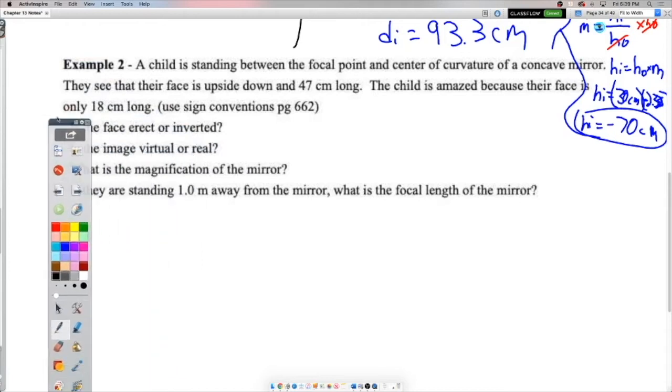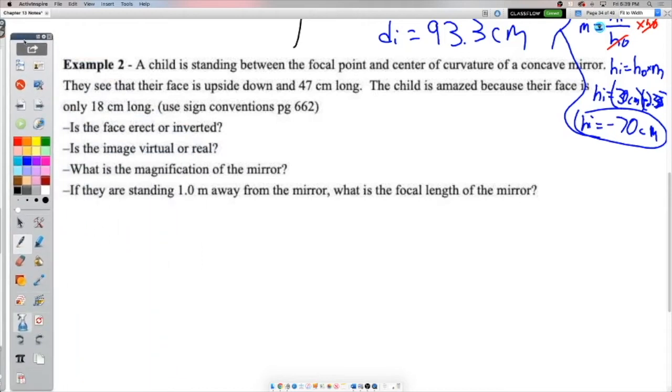A child is standing between the focal point and center of curvature of a concave mirror. So that's important. Yes, we've only done concave, but you need to read carefully. Concave mirror. So right away, maybe even just write that so you know. They see that their face is upside down. What does that mean for our image? It's inverted. It's upside down.